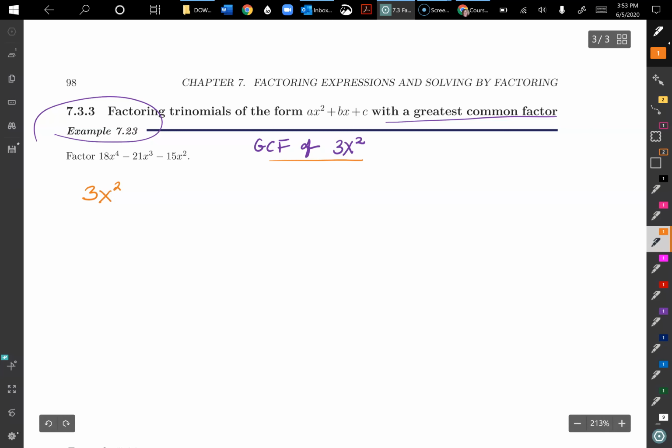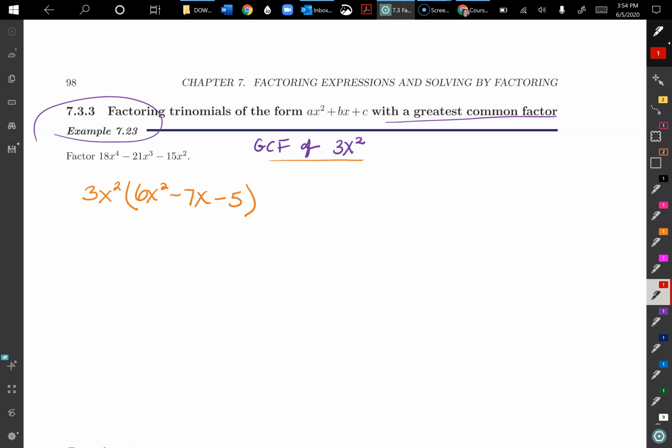So 3x squared, let me just leave that right outside, times 6x squared minus 7x minus 5. I'll just do a quick check back, make sure they're all good. But now I can also factor this, or I'm going to try to. If I couldn't, then I would be done. Like I think way at the beginning, I gave you some that were like this, and you just couldn't factor that trinomial or whatever was left in there.